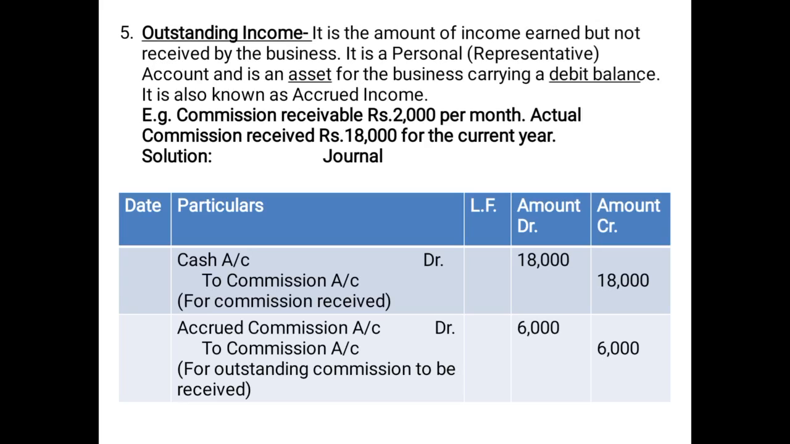Now, if you see in both these entries, one thing is common, that commission account is being credited. In the first entry, the commission account is being credited with 18,000.